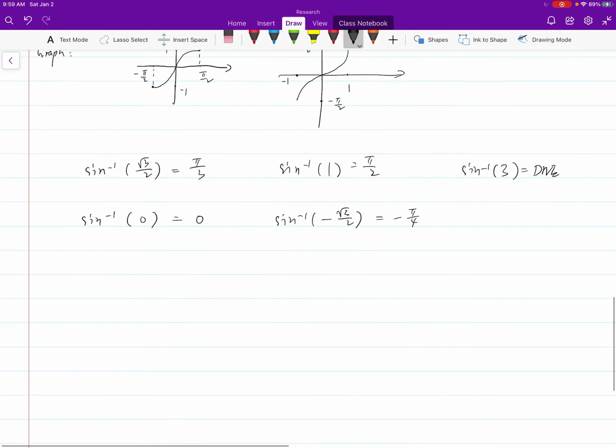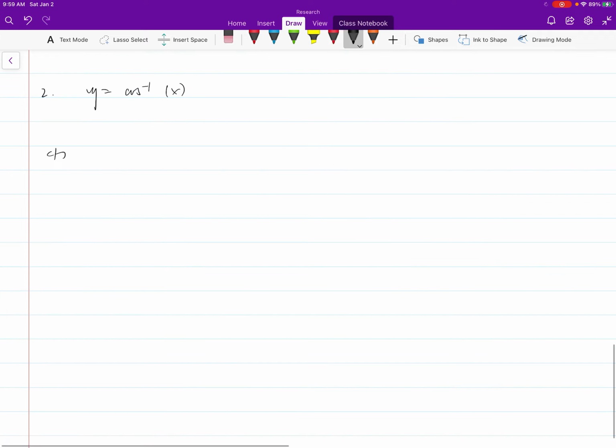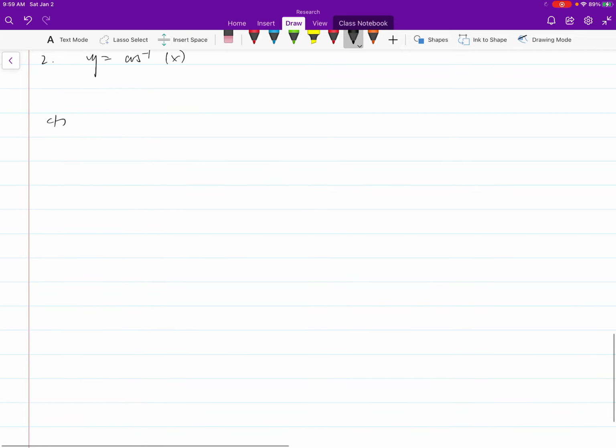We really don't care too much about the graph, but if you want to know it, this will be what you have. Okay, similarly, let's do the cosine inverse. Same logic. Okay.